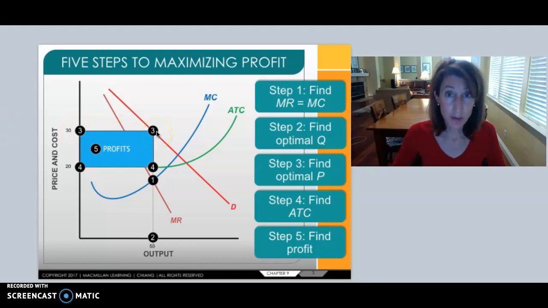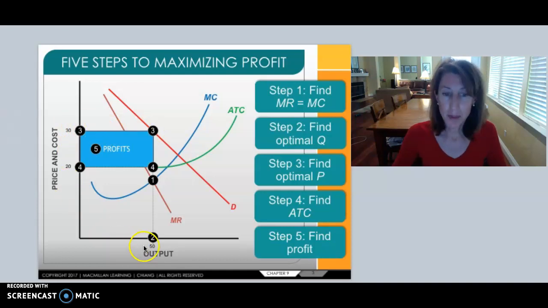Because this firm is the market and they can charge what the market will bear. And what the market will bear is given to us based on the demand curve. So for this quantity, the most this monopolist can charge is what the demand curve tells us. In this case, it's 30.